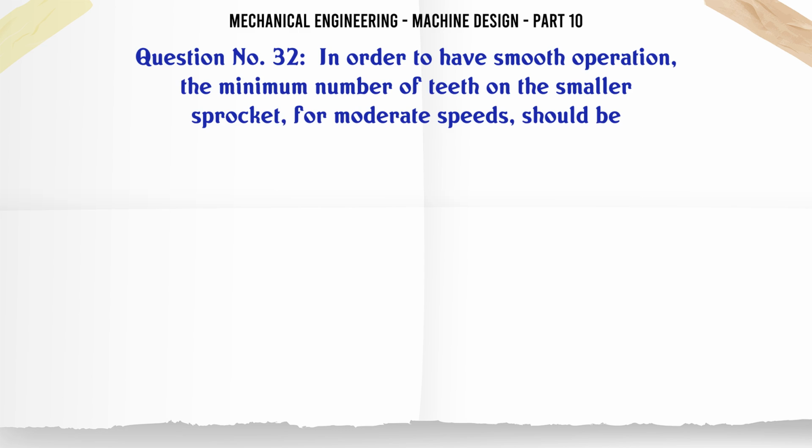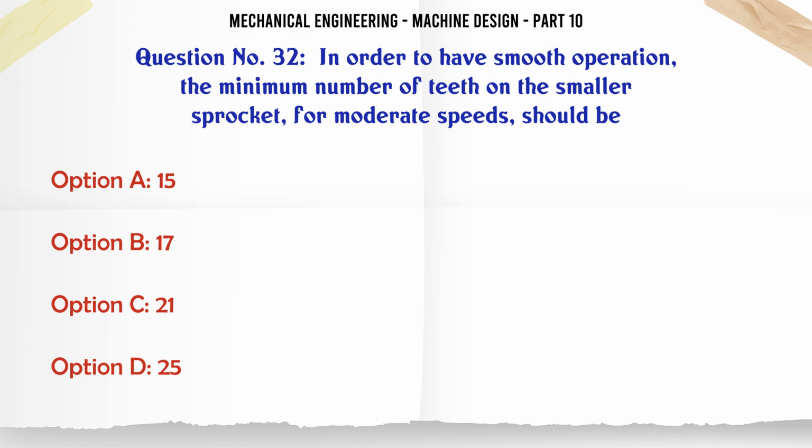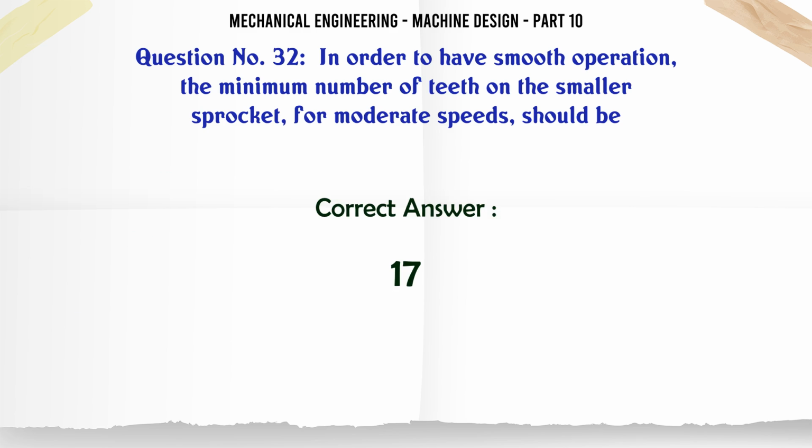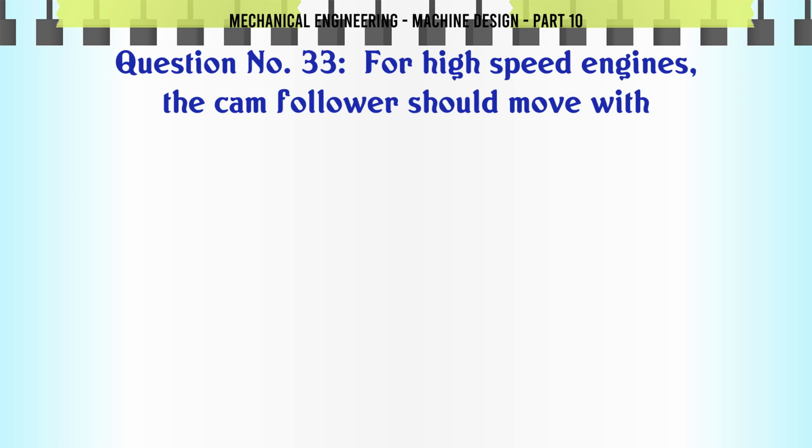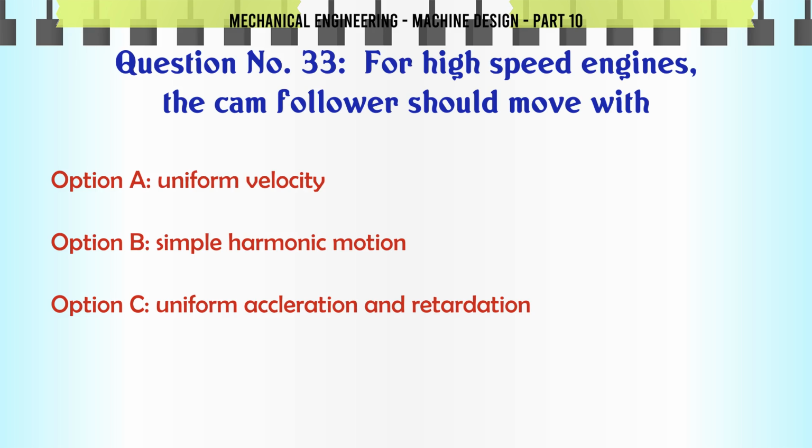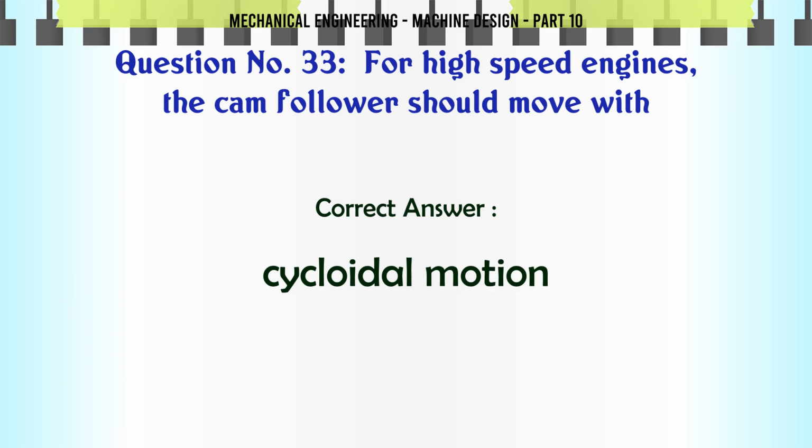In order to have smooth operation, the minimum number of teeth on the smaller sprocket for moderate speeds should be A, 15; B, 17; C, 21; D, 25. The correct answer is 17. For high-speed engines, the cam follower should move with A, uniform velocity; B, simple harmonic motion; C, uniform acceleration and retardation; D, cycloidal motion. The correct answer is cycloidal motion.